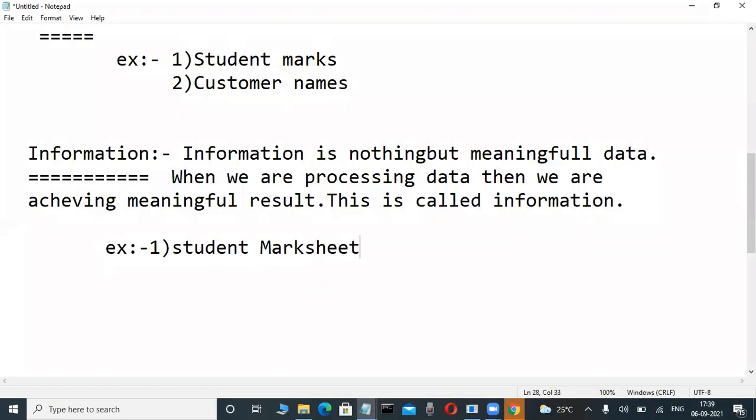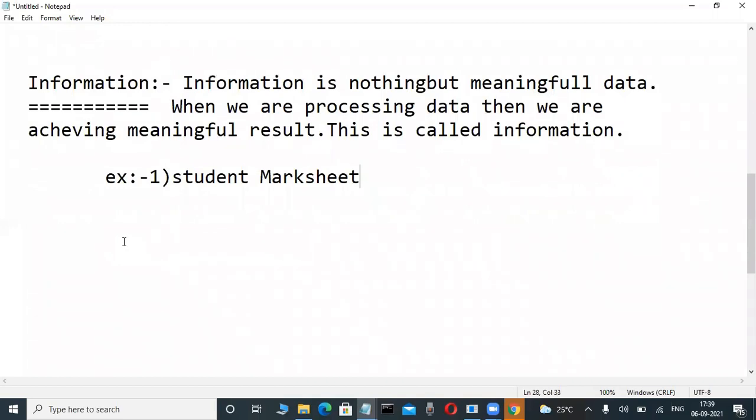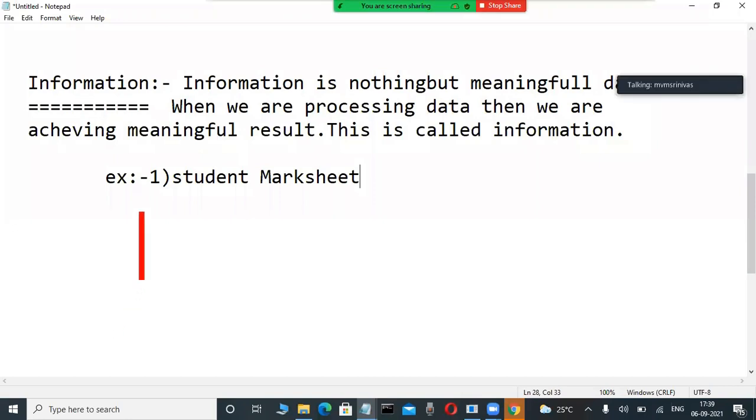Suppose, now here, my father is a non-technical person. In my college, they are giving a mark sheet only. For example, for signing purposes only, I am giving a mark sheet to my father. For example, he is observing it. Whenever he is observing the mark sheet, even a non-technical person with a little bit of normal knowledge finds it easily understandable.